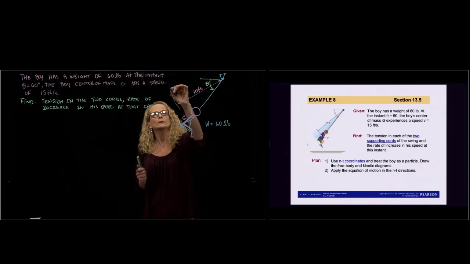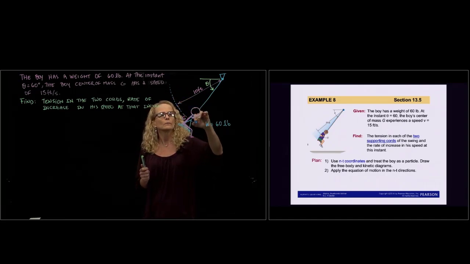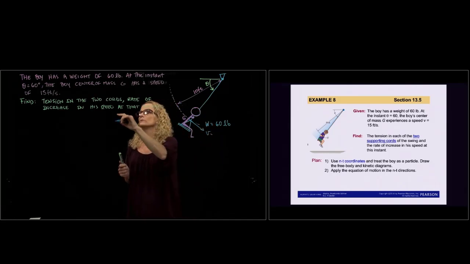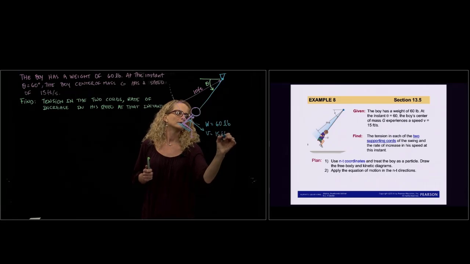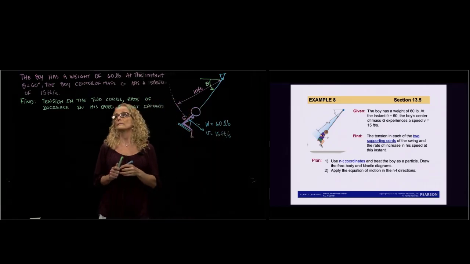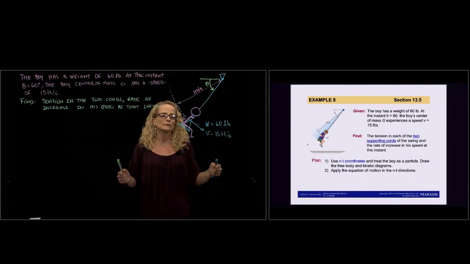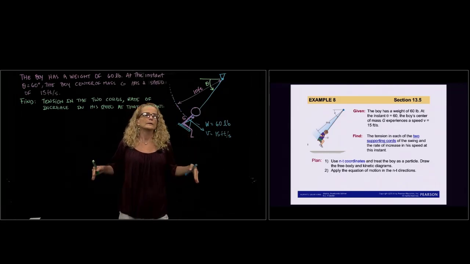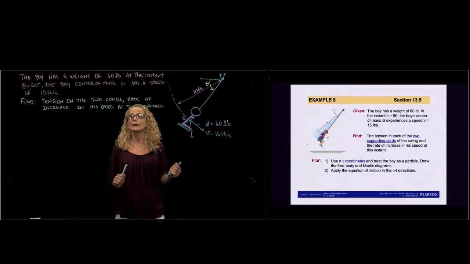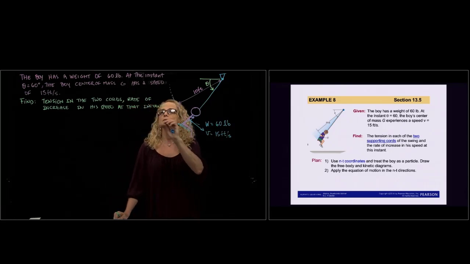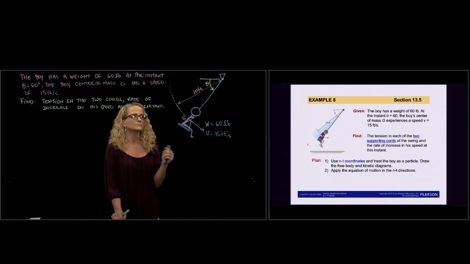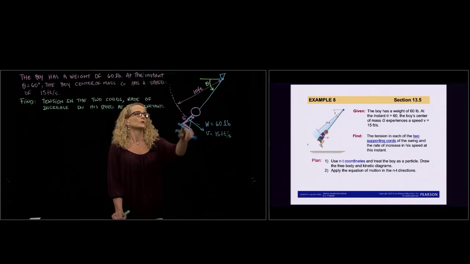This is the trajectory of the boy. So we have a velocity right here, equal to 15 feet per second. And we are asked to find the tension of the two cords. We have to imagine that the kid is sitting in a swing that has two cords, one on each side, and the rate of increase of his speed at that instant. So we are given the velocity, and we are asked to find the acceleration and the tension of the cords.